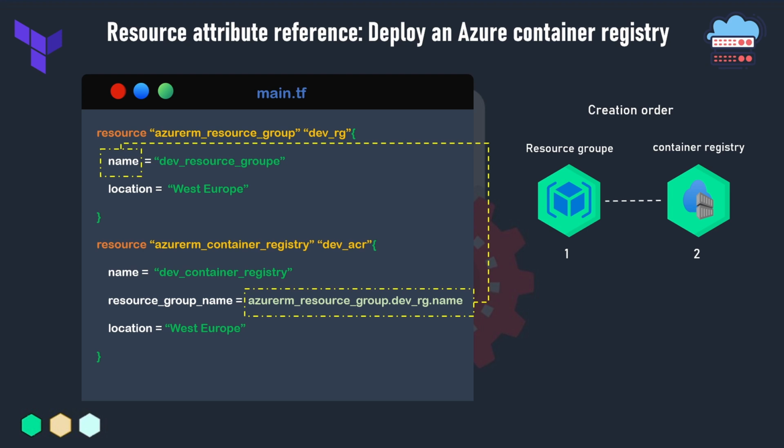In the next lecture, we will see how to work with another type of resource dependency in Terraform known as explicit dependency. So that's it for now.